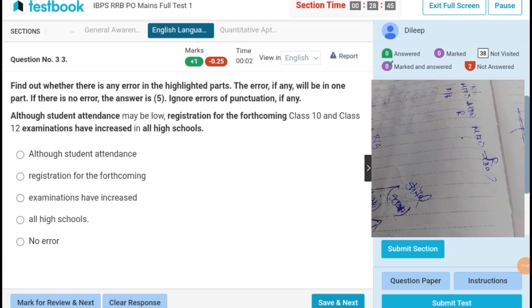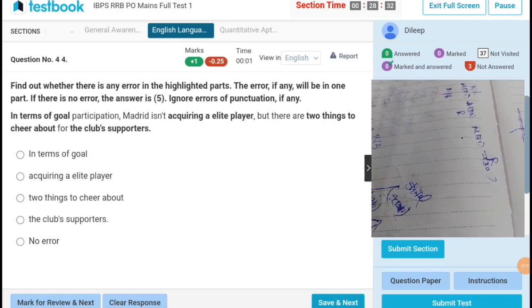Although student attendance may be low, registration for the forthcoming have increased in all high schools. In terms of goal participation, Madrid is not acquiring elite players.